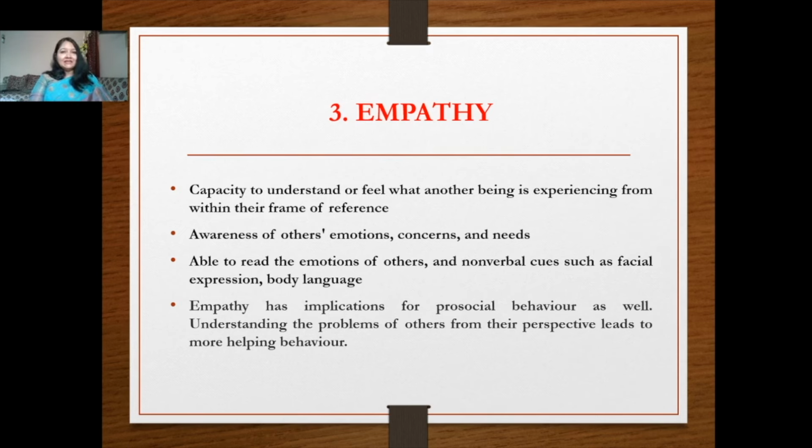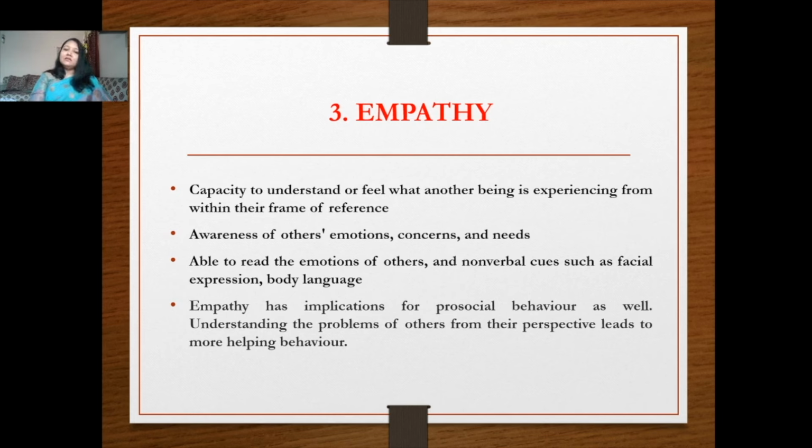So when we talk about empathy, it means that you're trying to understand another person or the problem of another person from their perspective. In a way, empathy is about perspective taking, right? Trying to look at the world of that person from the vantage point of that person. That's empathy.